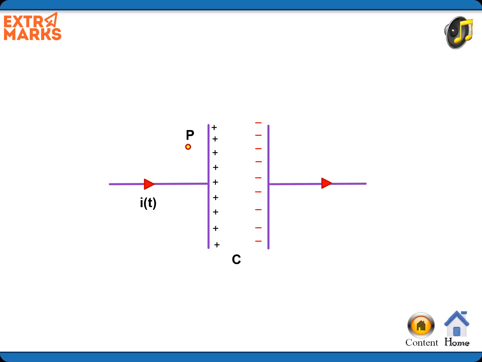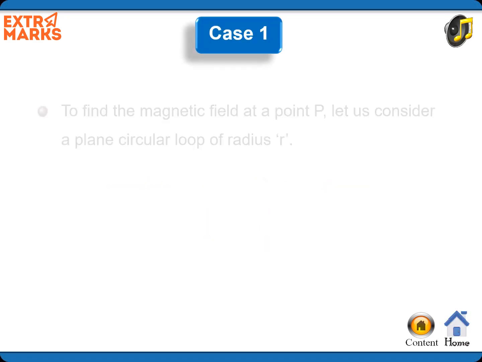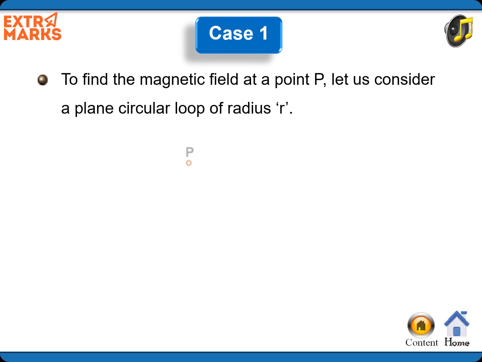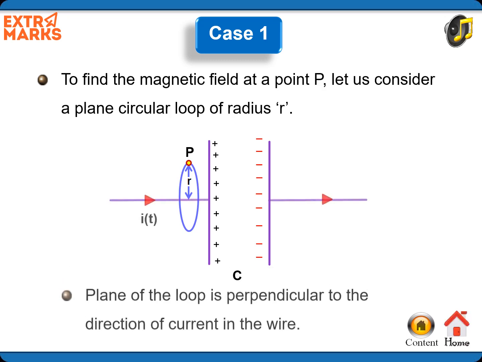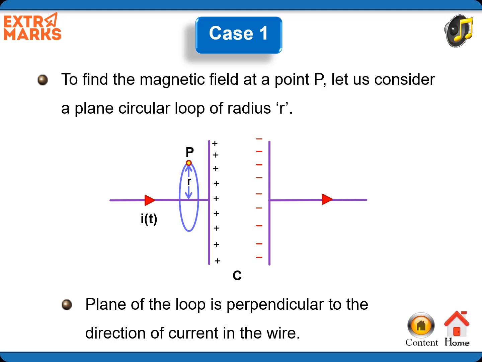In this arrangement, we will consider 3 cases. Let us study these cases one by one. In the first case, he considered a point P outside the capacitor and drew a circular loop of radius r touching the point P as shown. Here, the plane of the loop is perpendicular to the direction of the current in the wire.